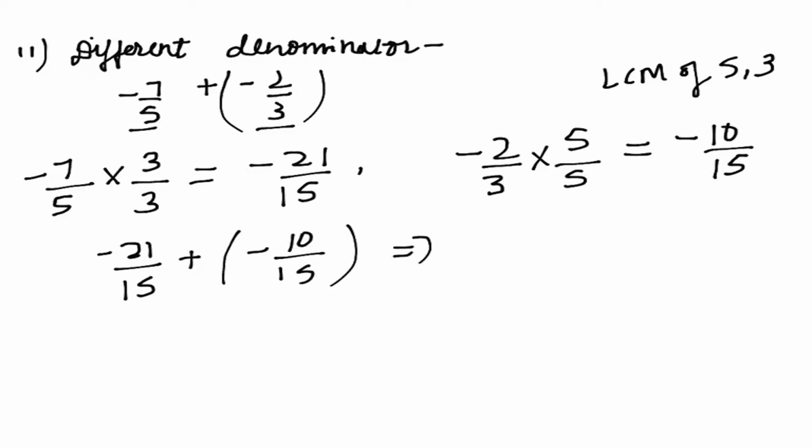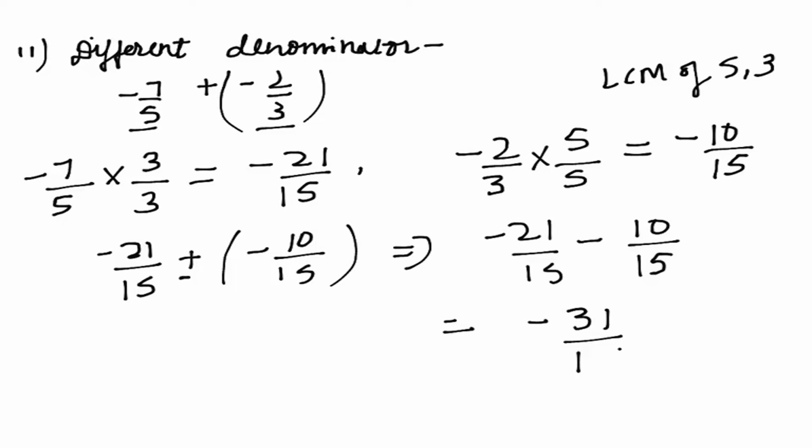Now, if we open the bracket, we know plus and minus will give us a negative sign. So, minus 21 by 15 minus 10 by 15. Now, we have two same signs. So, what will we do? We will add them, but the sign will stay minus. So, it will give us minus 31 by 15. This is the way we add rational numbers with the same denominator and different denominators.